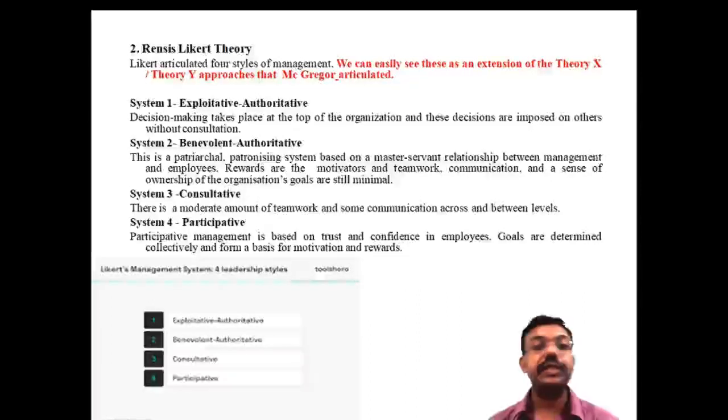That is the exploitative authority. And the second one is benevolent authority. Benevolent means a fatherly relationship.